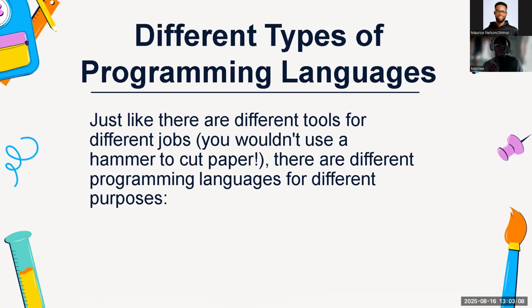So now we look at the different types of programming languages. Just like there are different tools for different jobs, you wouldn't use a hammer to cut paper, right? Neither will you use a scissors to, let's say, climb a pole. Each job has its own tools. There are different programming languages for different purposes. Some programming languages are all round, general, universal, while others are specific or specialized.